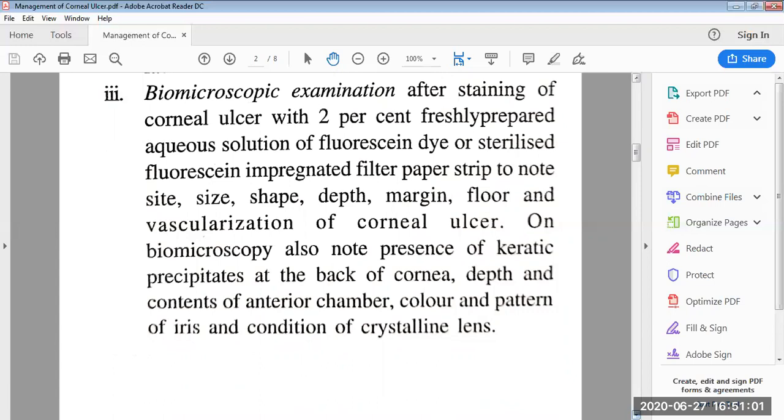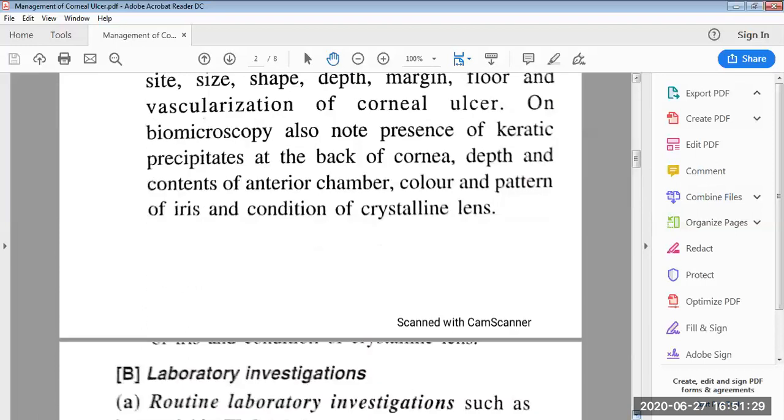On biomicroscopy, also note the presence of keratic precipitates, which are known as KP in short, at the back of cornea. They may be there in the anterior chamber. You have to know the depth and the contents of the anterior chamber, then the color and pattern of iris, and the condition of crystalline lens. So you have to examine all these through the slit lamp biomicroscopic examination.